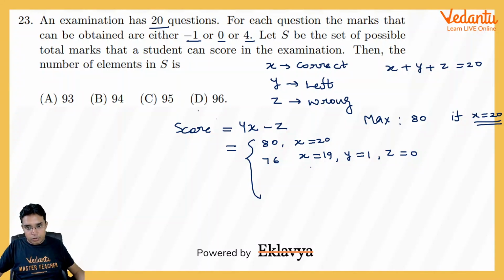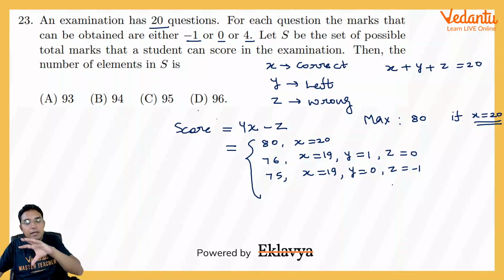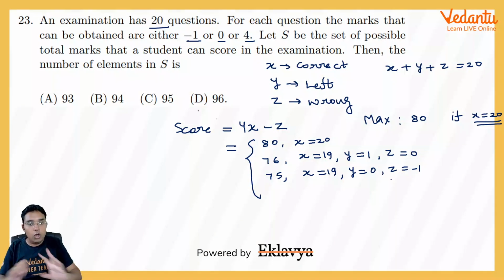What could be the next possibility? I think the next possibility would be that you have done 19 correct, but instead of leaving one question, you have done it wrong. In that case, it will be 75, isn't it? So after 76, we are getting 75. This way it seems it will be a very long question, but very soon you are going to get one pattern, and I will tell you the logic also for that.